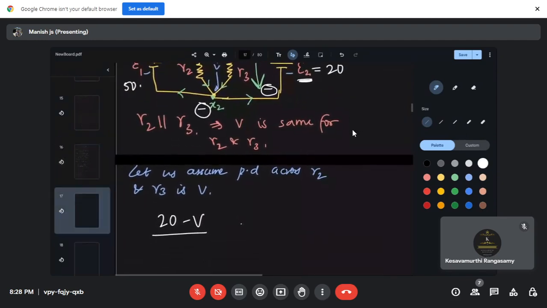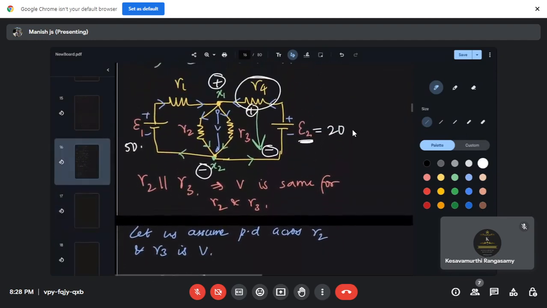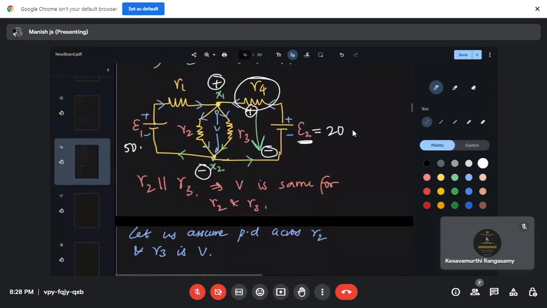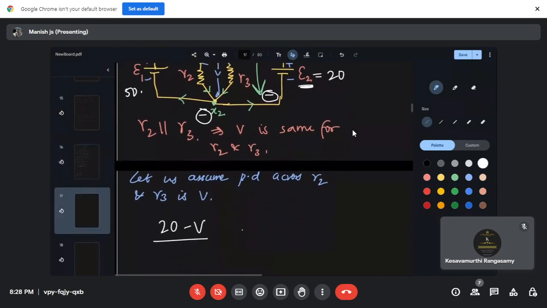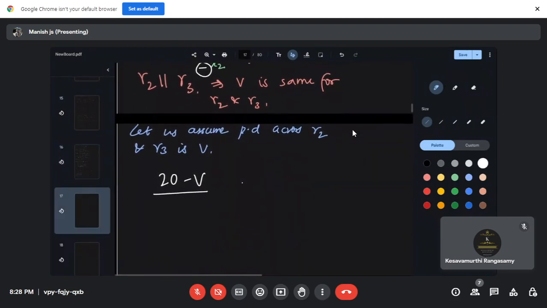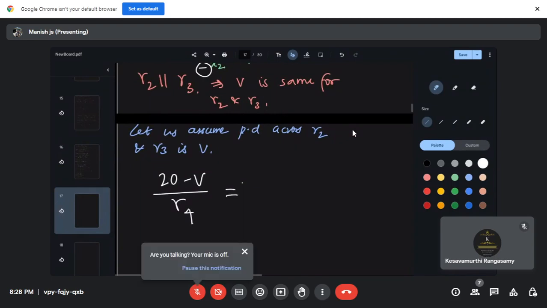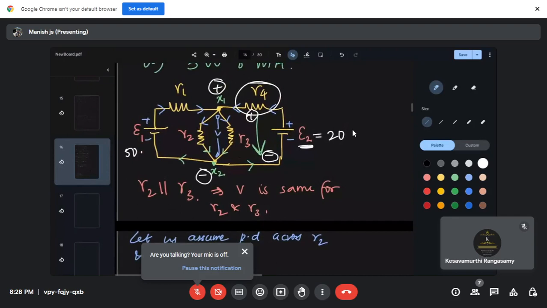So 20 minus V divided by, which is that resistor that is involved? It is R4. Okay, so I am writing that. So 20 minus V divided by R4 is equal to, why am I saying equal to? Now, because it is again getting divided across the node, is equal to.